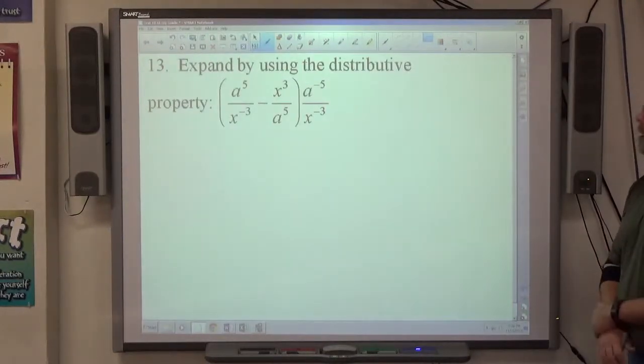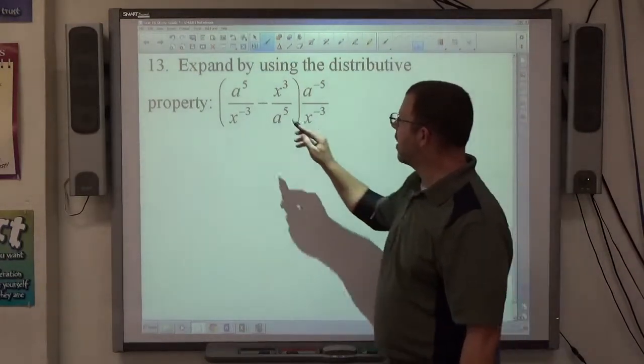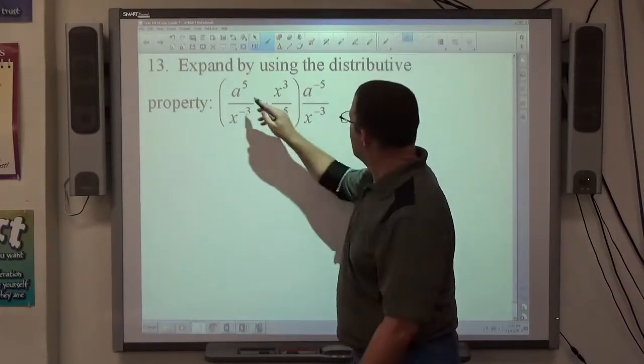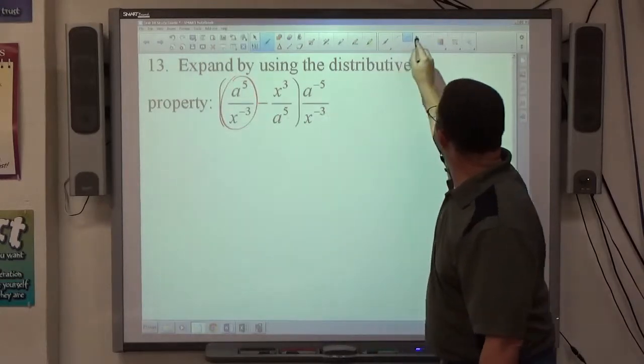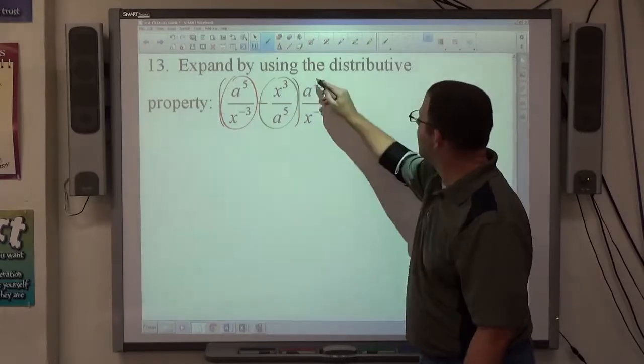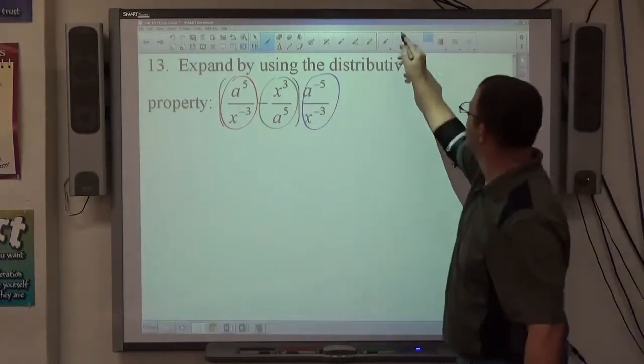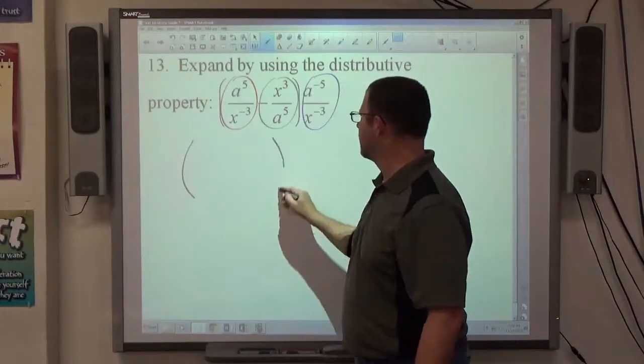Number 13, expand using the distributive property. I would begin by fixing each object. So this has a negative power. There's absolutely nothing wrong with this, but I'm fixing something, so I'm going to move it down. And this has a negative power. So I need to fix the red and the blue, and the green is just going to come along for the ride. So, parentheses still here.